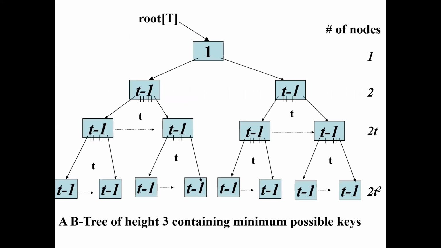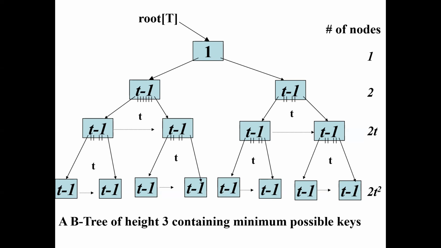Now this is a B tree of height 3 containing the minimum possible keys. As we have already discussed, the minimum keys that can reside in any node of the B tree is t minus 1, except the root node, which can have at least a single key. So at the top level, we have only one node, so only one key and a single node. As we have a single node, it would have at most 2 children. So at the next level, we see 2 children.